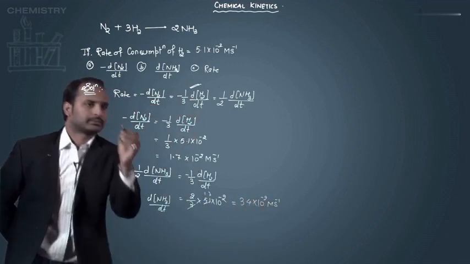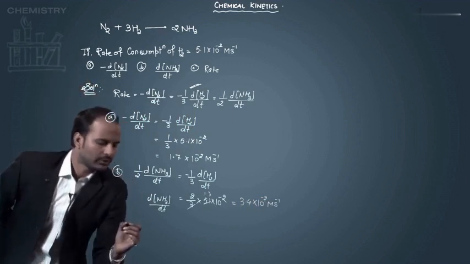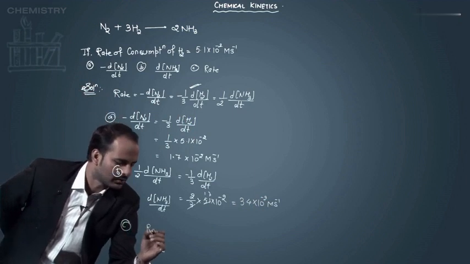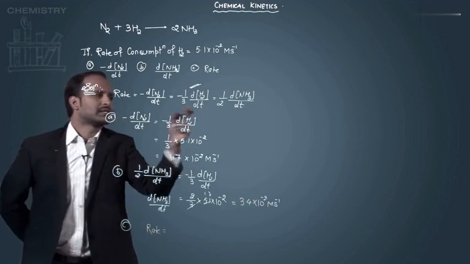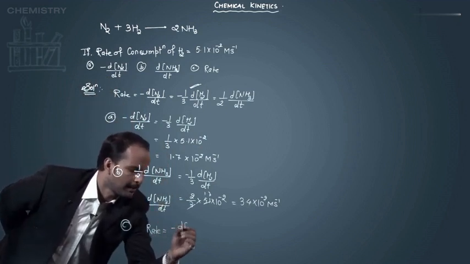The third, we did this first. This is the second one, and the third we have to calculate the rate of reaction. So rate is equal to, consider any of these 3. Let me consider the simplest one, that is minus dN2 by dt.